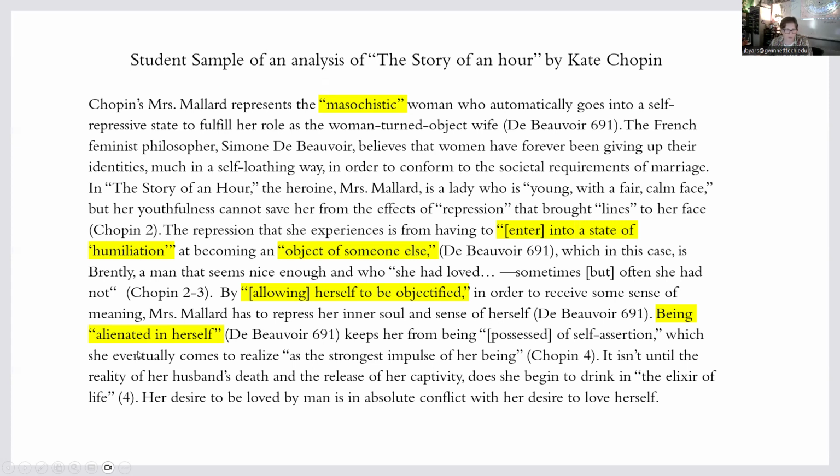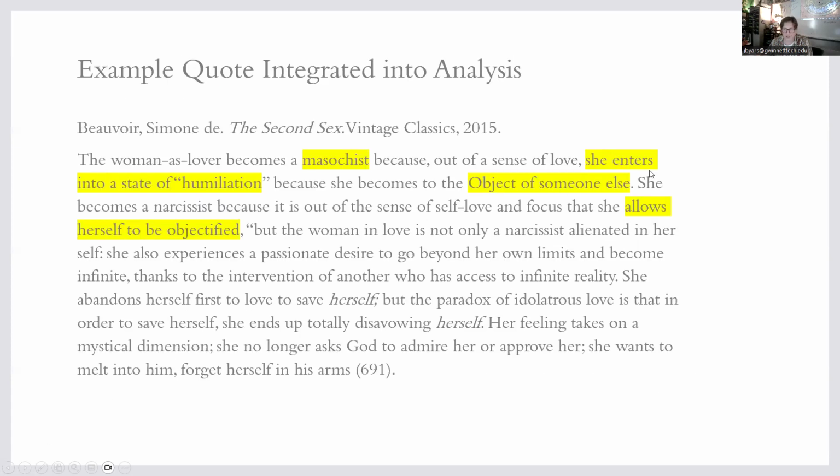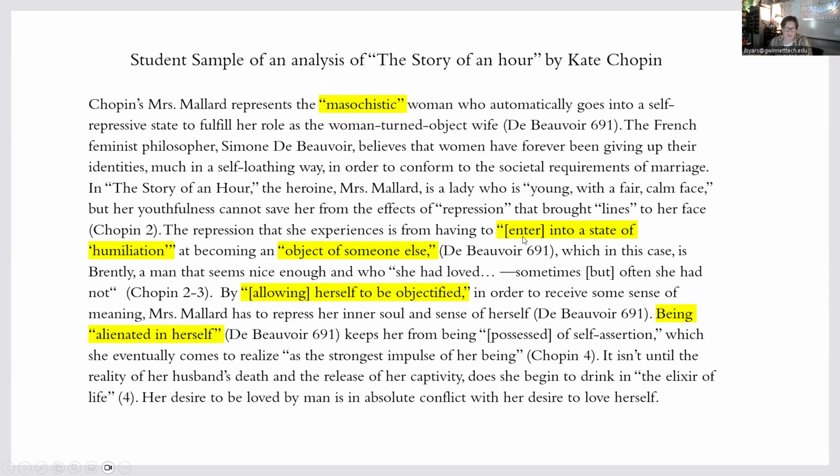Okay, so I changed this word enter. What was it originally? Enters with an S. So I changed it to fit grammatically, because it would not be correct if I said enters into a state of humiliation. Look, this word was in quotation marks in the original text, and here it just has the singular ones. At becoming a, quote, object of someone else, which in this case is Brentley.